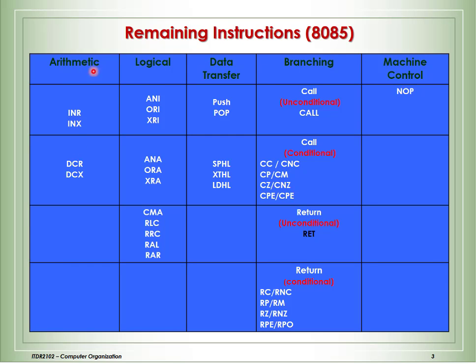As you can see, these are the remaining instructions of the 8085 microprocessor. And these instructions you already know in the group of 5. Let's discuss these instructions one by one.